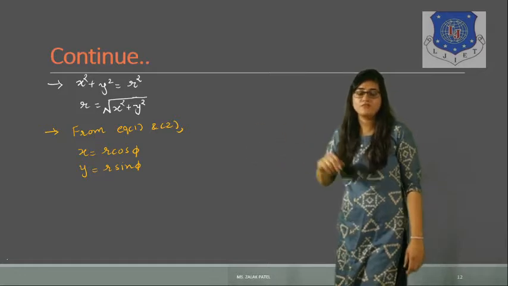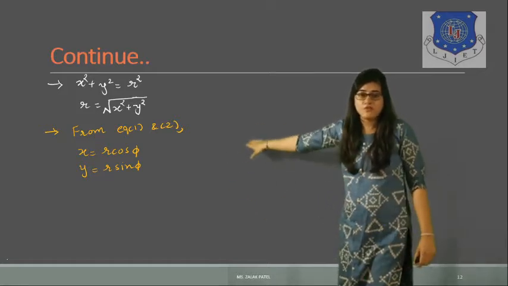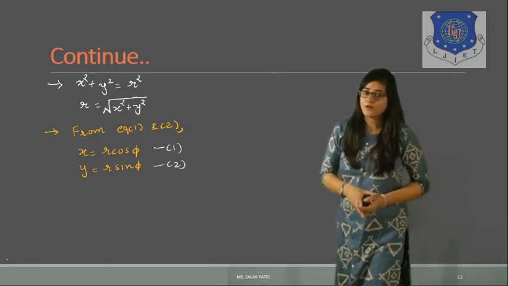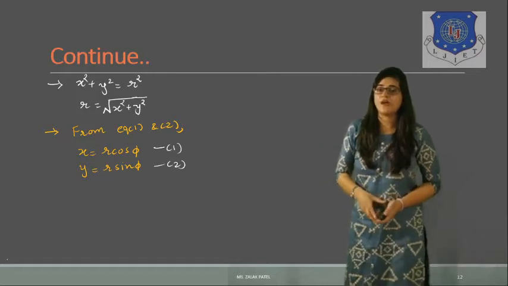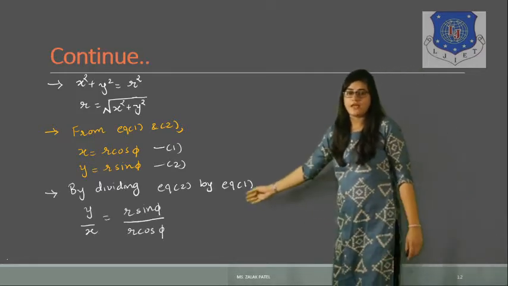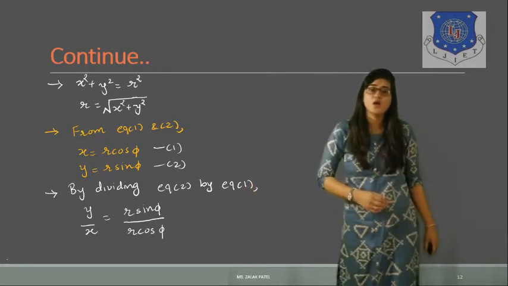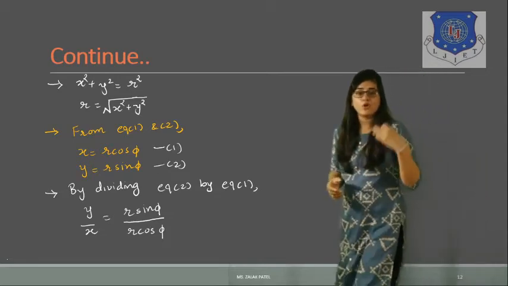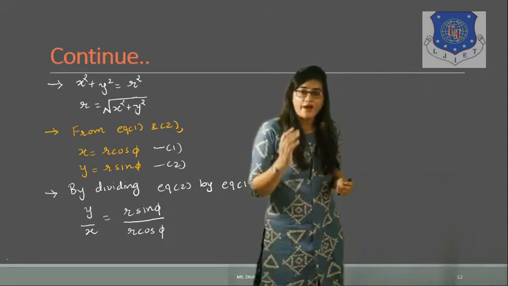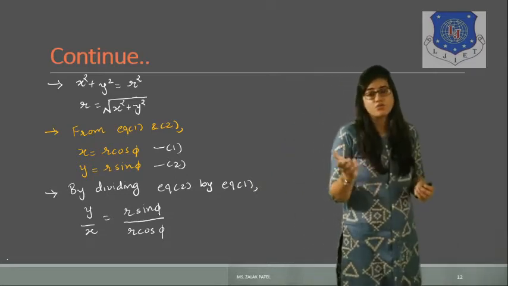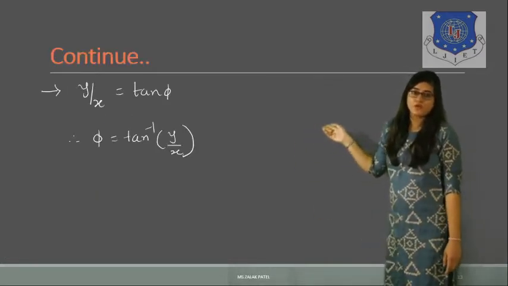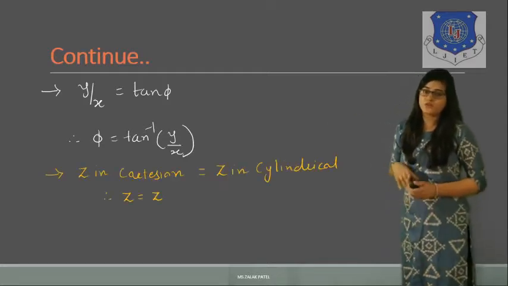Now again we will do this for phi. We have these two equations, x equal to r cos phi and y equal to r sin phi. If we divide them, it will be written as y by x equal to r sin phi upon r cos phi. R will be cancelled out. Sin upon cos will become tan phi. And if we want phi, then we have to take the inverse of it, meaning phi equal to tan inverse y by x. So this is phi equal to tan inverse y by x and z equal to z.